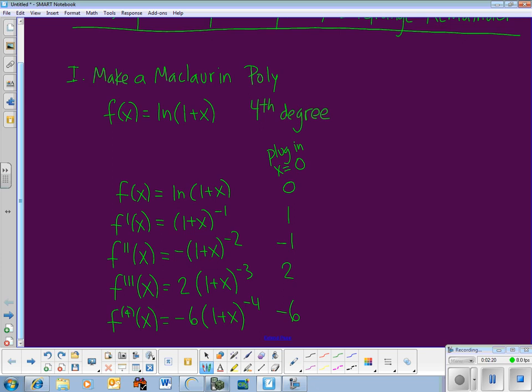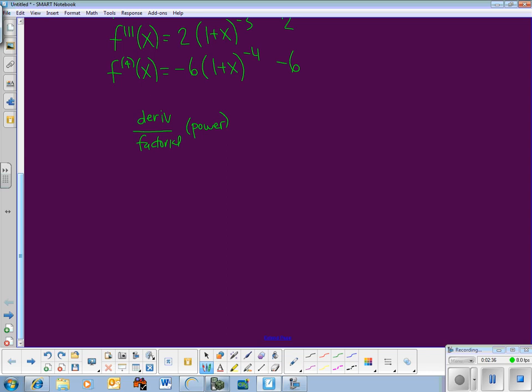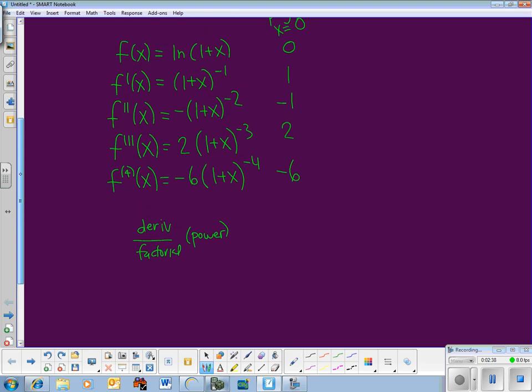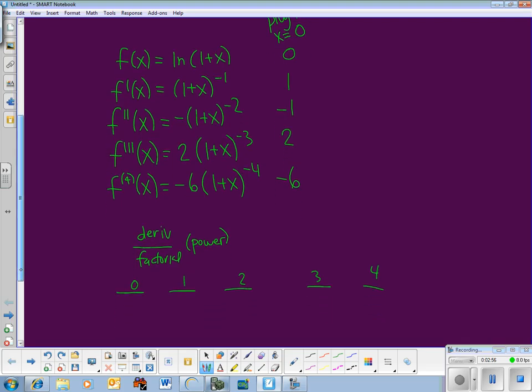Now, to write our polynomial, if you recall, we do derivative for each term over factorial and then power. That's just a very informal little memory trick: derivative, factorial, power. So what that means officially is I'm going to list out the degrees of the terms that I'm dealing with. I'm going to start with 0, and that's just my function itself. So I'm going to put all the terms. A lot of it's going to go away, but I'm going to write them anyway.